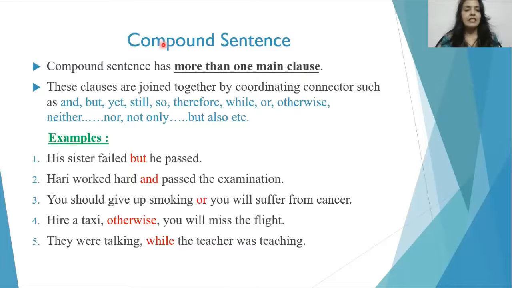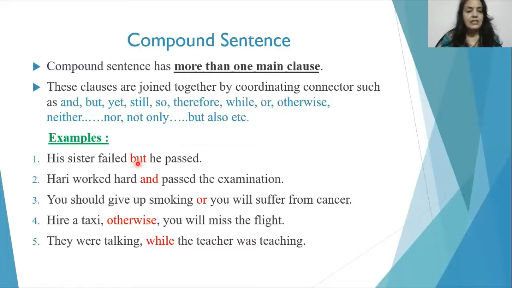Another thing, to identify this, these clauses are joined together by coordinating connectors such as and, but, yet, still, so, therefore, while, or, otherwise, neither, no, not only, but also. All these words are used as connectors to join two sentences. Okay, we'll try to understand through these examples. His sister failed, but he passed.